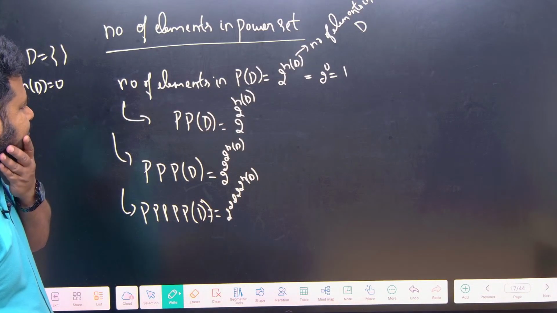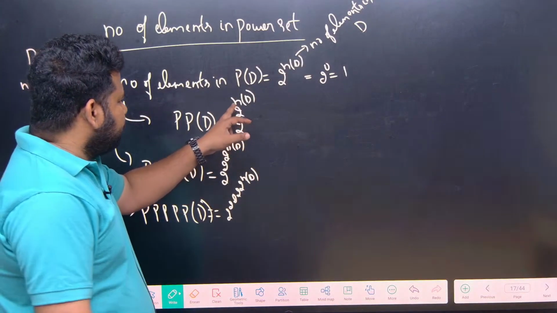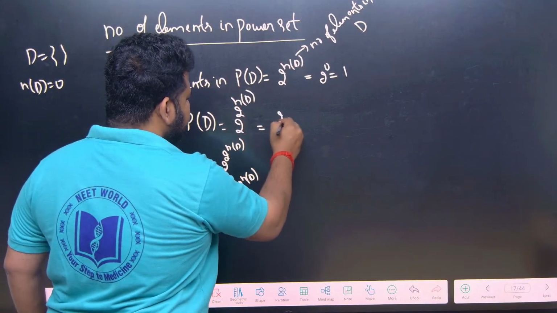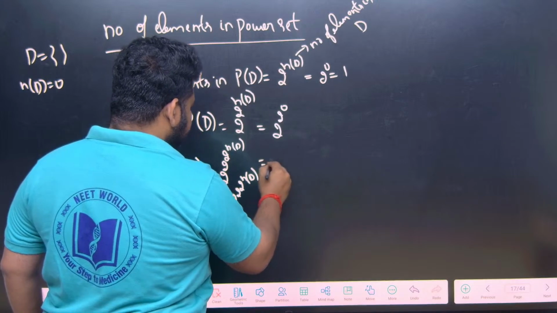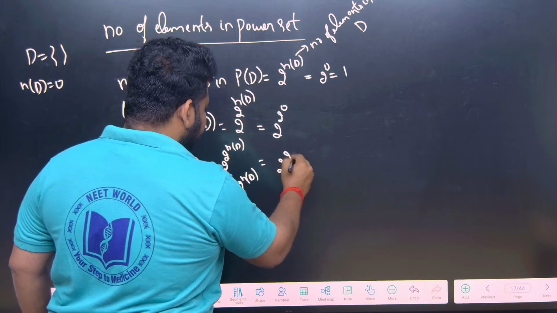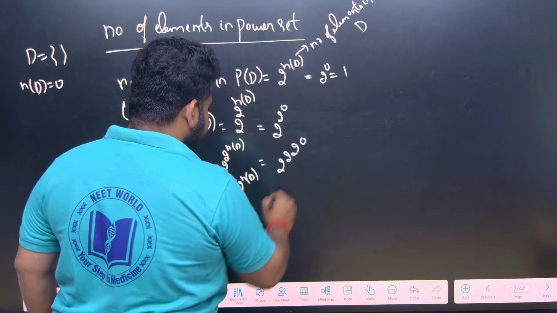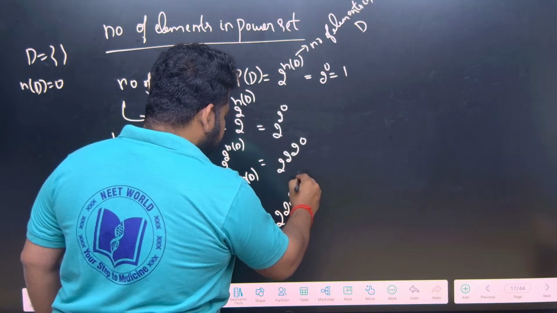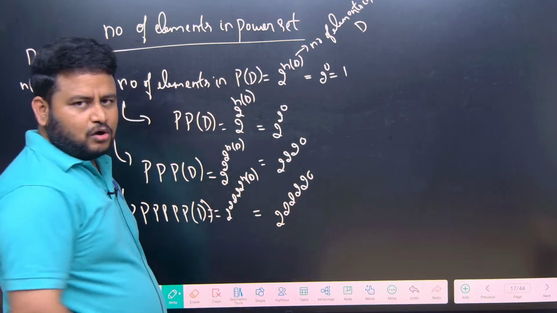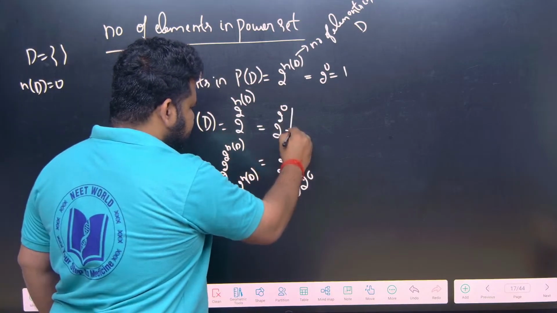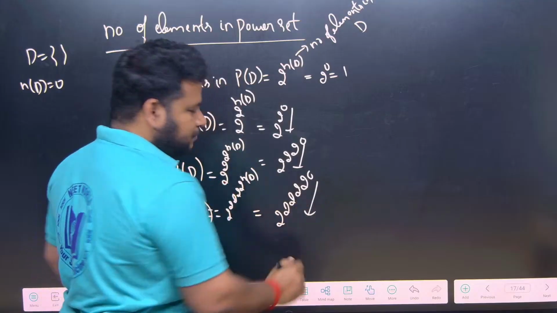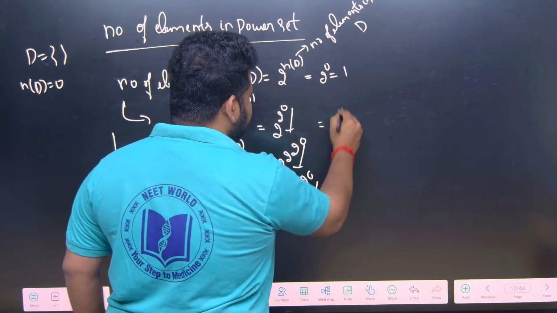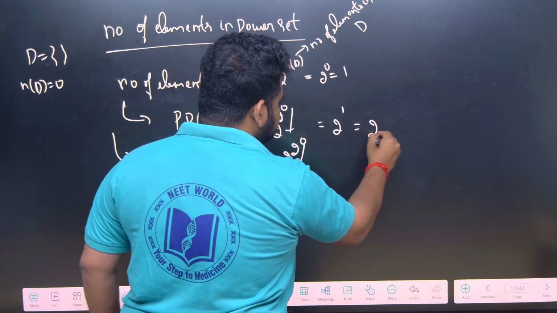Now clearly observe. n of d is 0. So this will become 2 power 0. Always you have to come like this, not the other way around. So 2 power 0 is 1. So this will become 2 power 1. Again 2 power 1 is 2 only. So we will get 2.